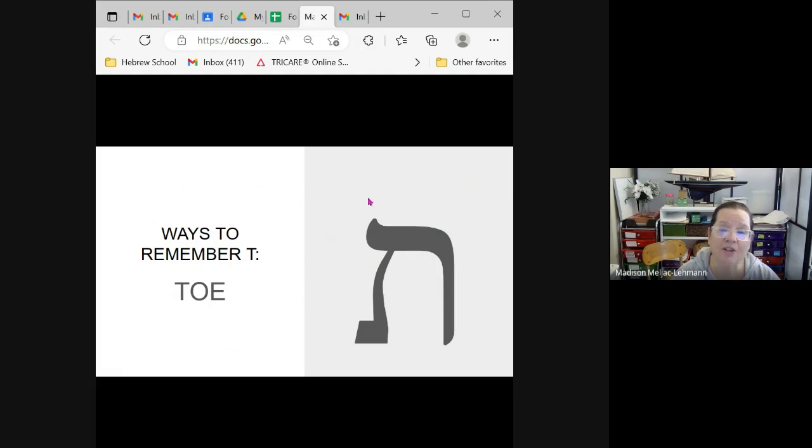And I also tell adults, if you're old enough to remember who Elvis is, think about here's Elvis's toupee. He's singing Hunka Burnin' Love, and he's tapping his toe to it. So that's one way to remember Tav. So the toupee and the toe.